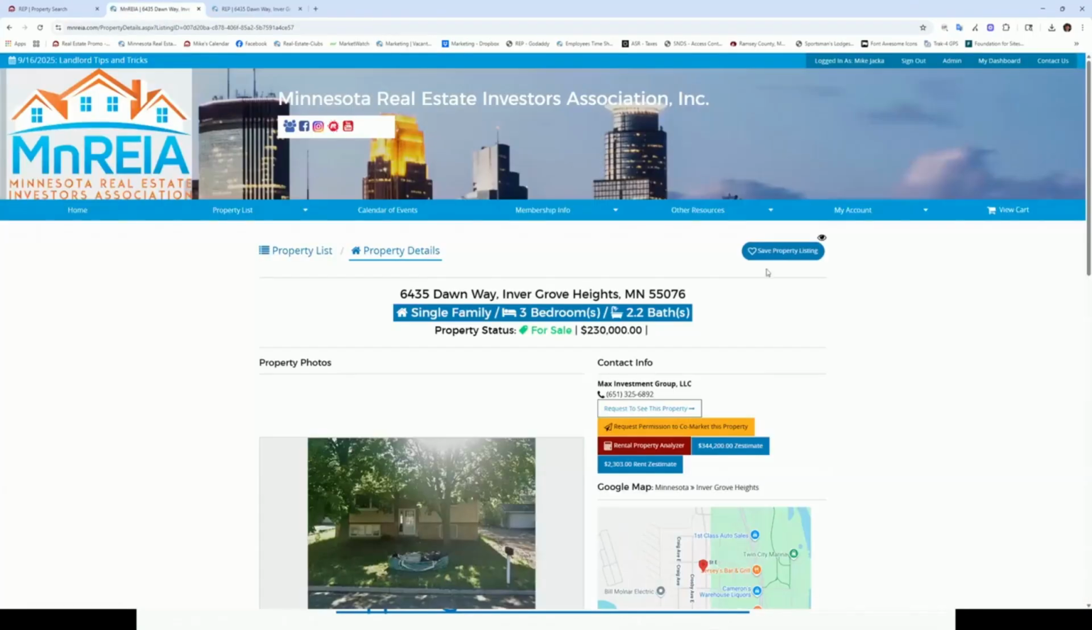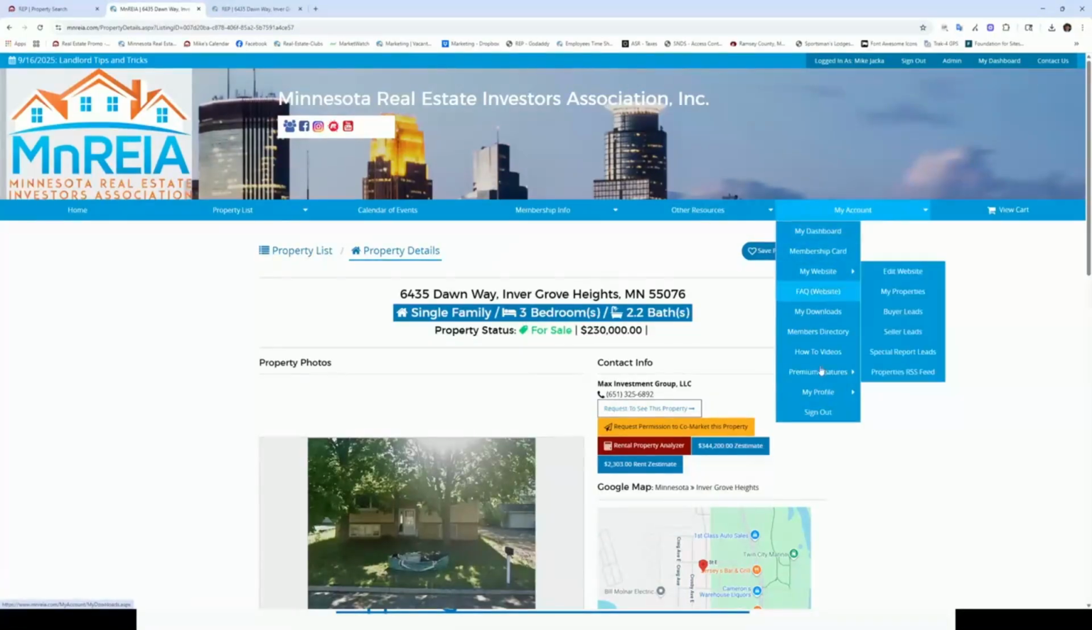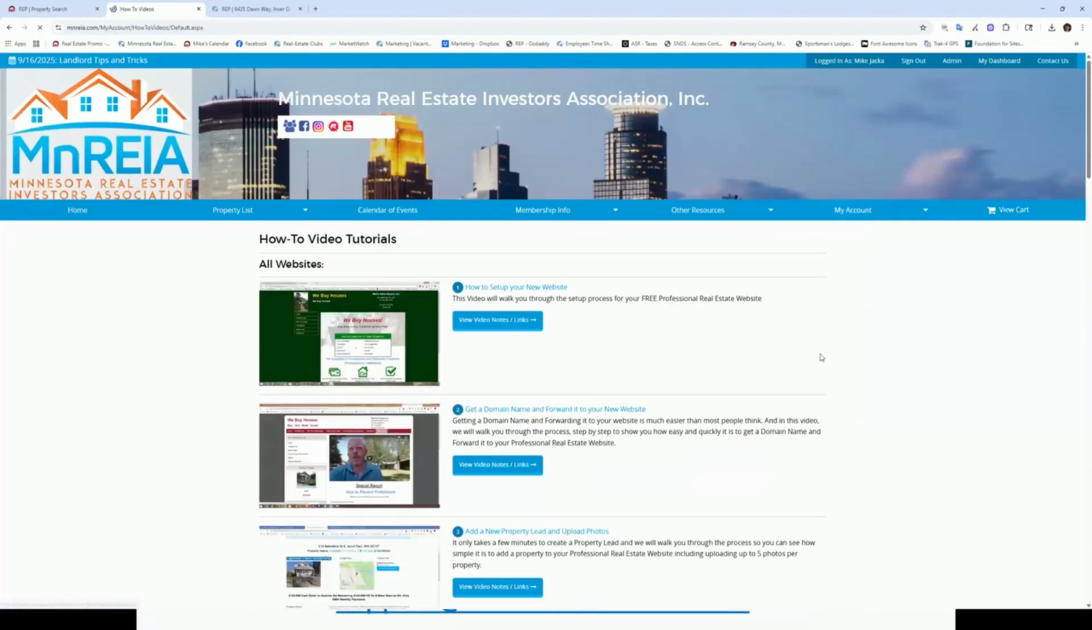And on the REIA, there are some how-to videos. If you go to My Account and then go down to How-To Videos, there are videos that will walk you through in more detail about the free websites, about adding properties, how to add your properties and get that all set up. But the sites are all pre-built. There's nothing you need to do. And you can't actually even add content other than the property listings themselves.